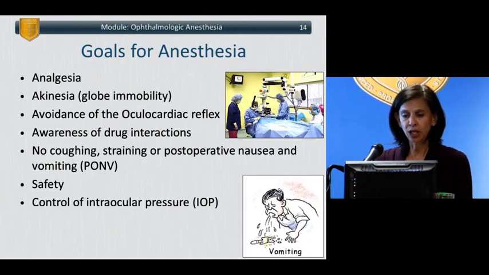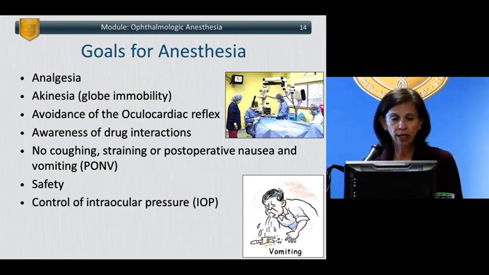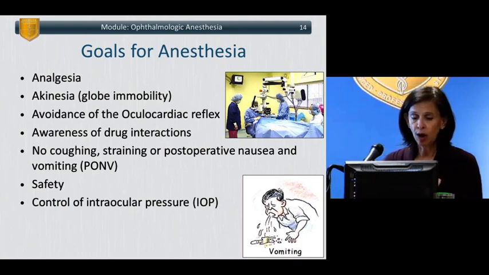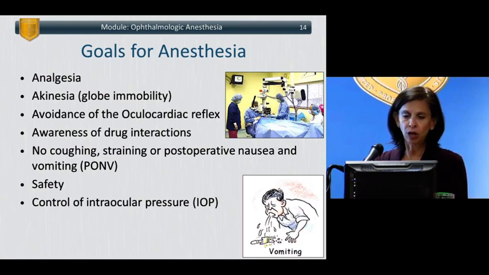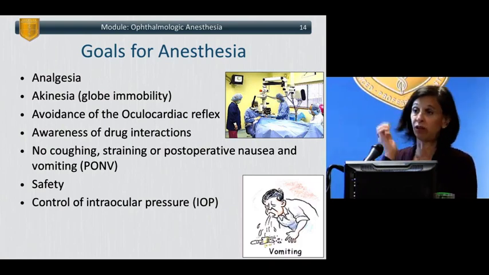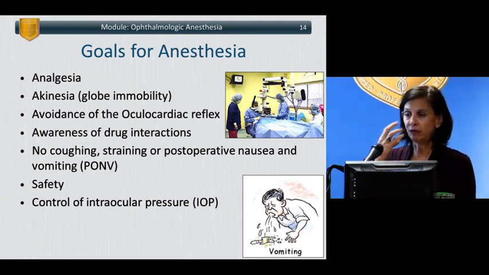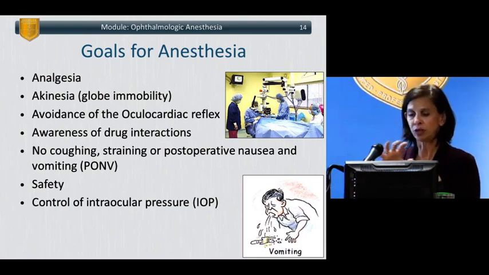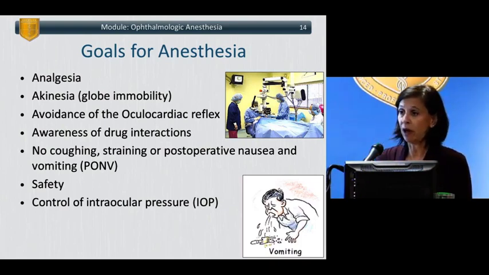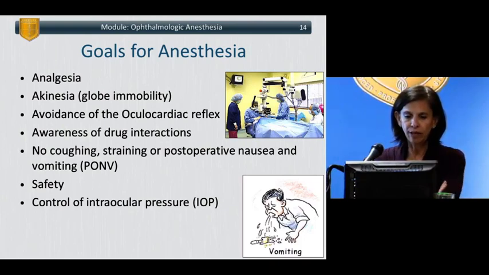So let's talk about ophthalmologic anesthesia. There are some overarching goals that are important. One is obviously analgesia, or having pain-free surgery for the patient. Another is akinesia, or globe immobility, or the eye not moving around. It's not that dissimilar to general anesthesia, when one of the key goals is having an immobile patient. But this is very important because the eye can move in so many different directions, and the patient may just be voluntarily moving the eye out of fear, anxiety, or something. And so having them hold their eye still is very important.